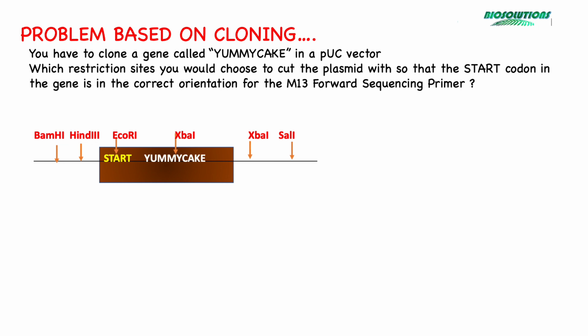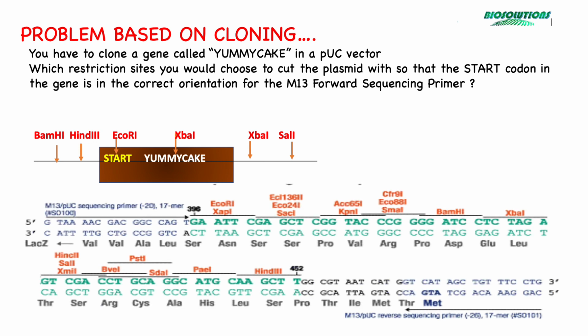Now solve this problem where a gene called Yummy Cakes restriction map has been shown. We will clone it in a PUC vector where the MCS has been shown. You have to choose any two restriction sites from the vector MCS to clone the gene such that the gene is in correct orientation for using the M13 or PUC sequencing primer, which is number SD100. Post your answers in the comment section and also check with my answers in the beginning of my next video.